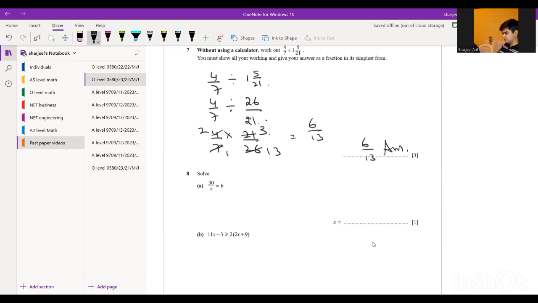For question number 8, we have to solve the equation. We have 30 over x equal to 6. So 30 over 6 will be equal to x. Cross multiplied. So x will be equal to 5.